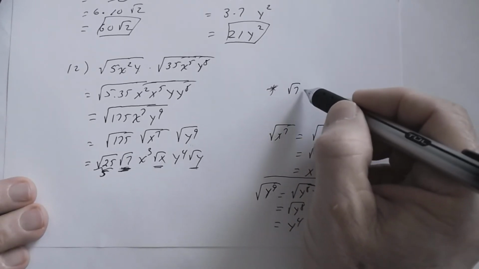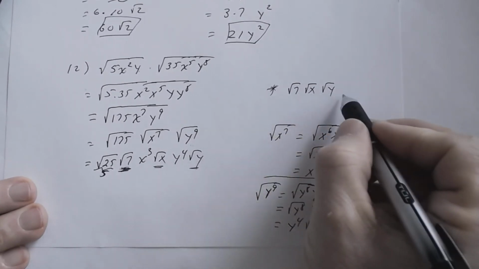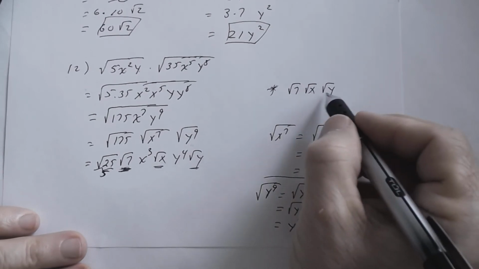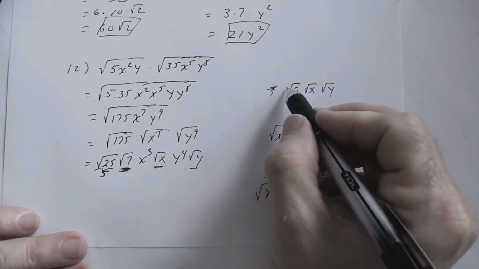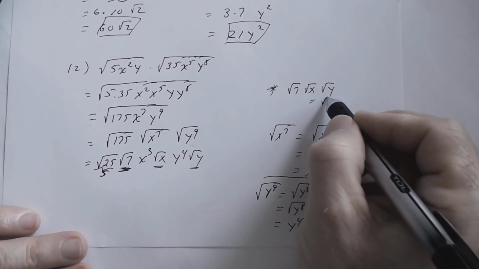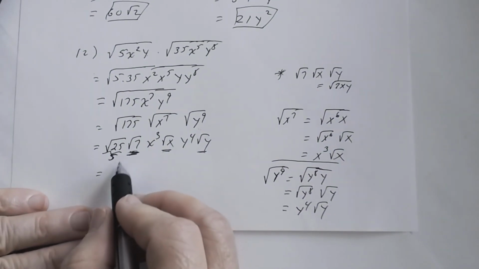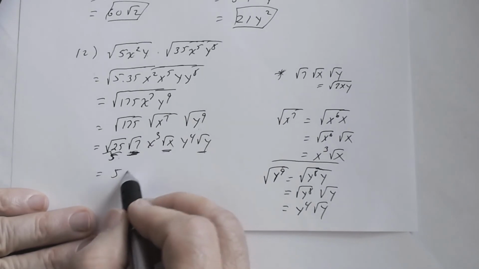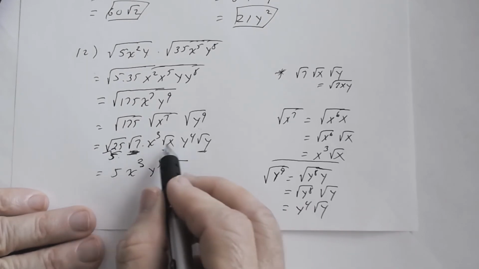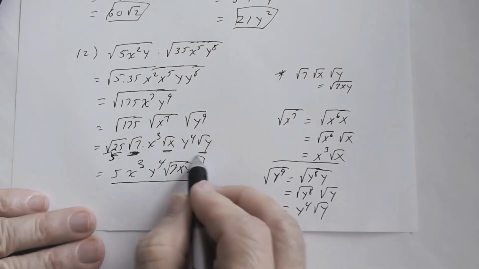The square root of 7 times the square root of x times the square root of y. I can use the product rule on here, right? I can write this as 1 square root just by multiplying the radicands. All of these are square roots. The indices are the same. Each one's a 2. So that means I can rewrite this as the square root of 7xy. And so therefore the answer is going to be 5 times x cubed times y to the 4th times the square root of 7xy. That's the answer.